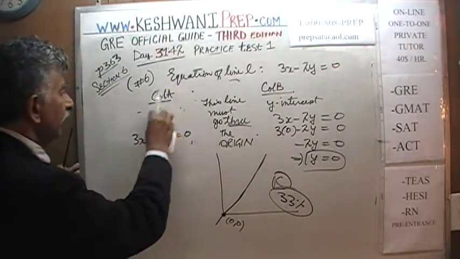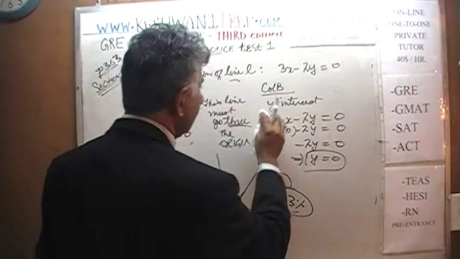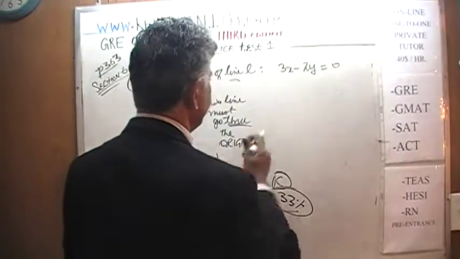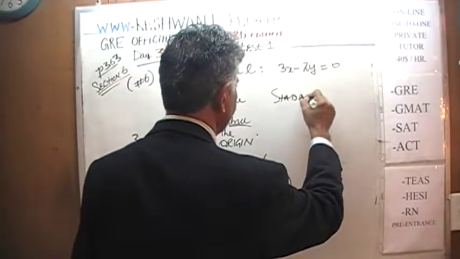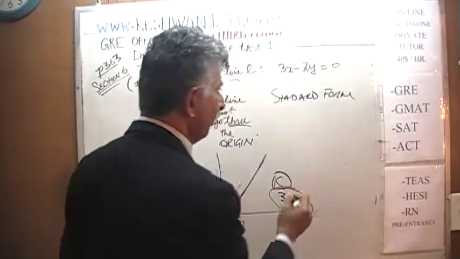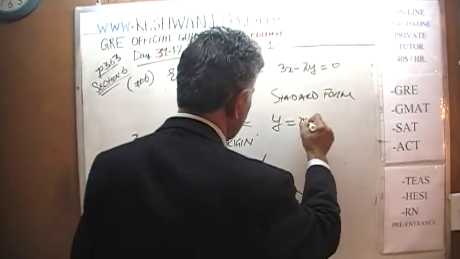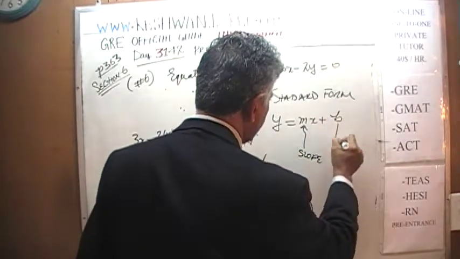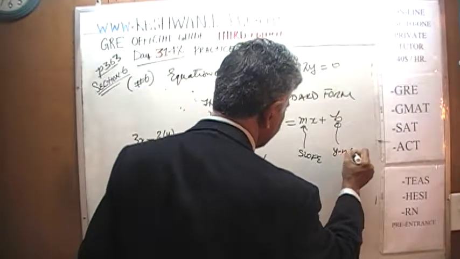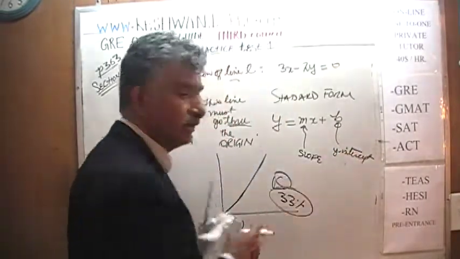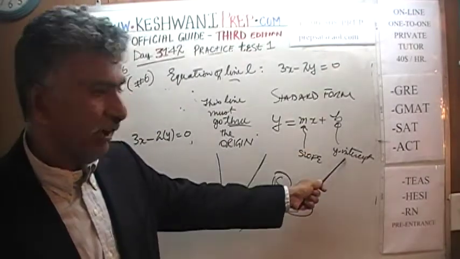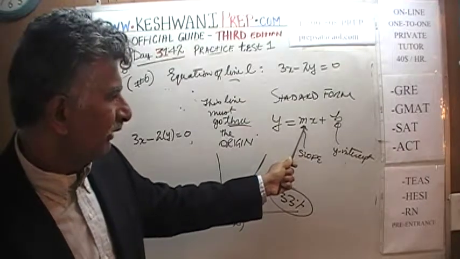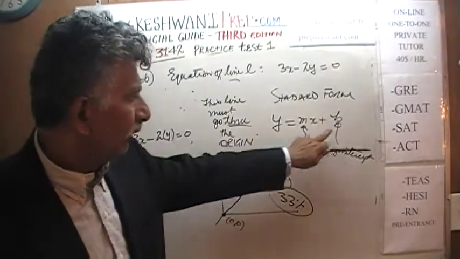Do you know how to write an equation in standard form? The standard form of a line looks like this: y is equal to mx plus b, where m is your slope and b is the y-intercept. How do we know that this value represents the y-intercept? Because if you put in x equal to 0, 0 times m, doesn't matter what the slope is, 0 times anything is 0, this will drop out and y will equal b.